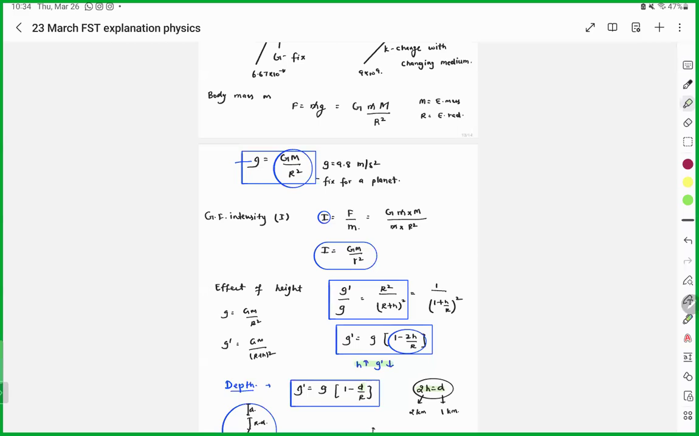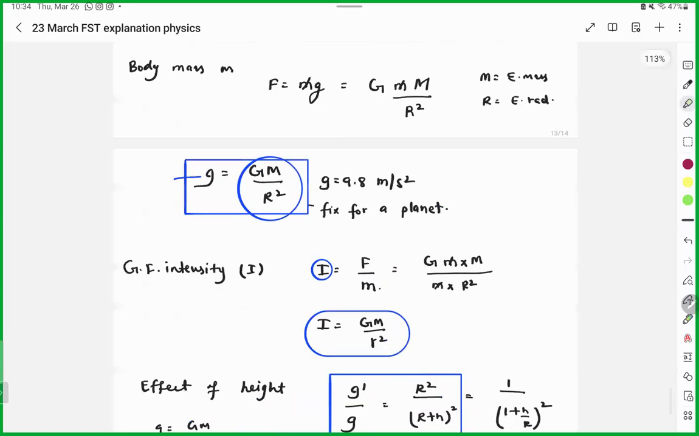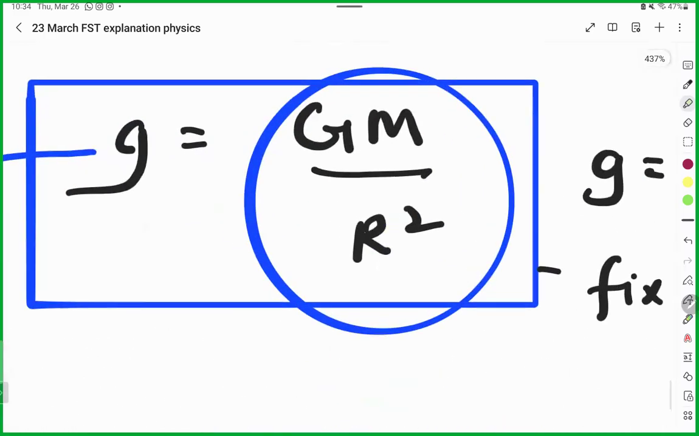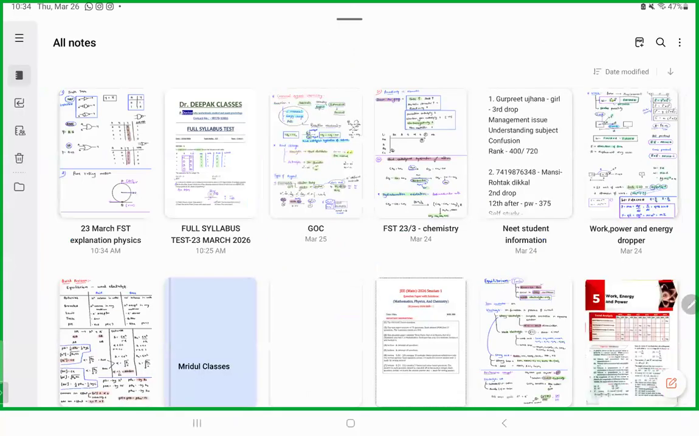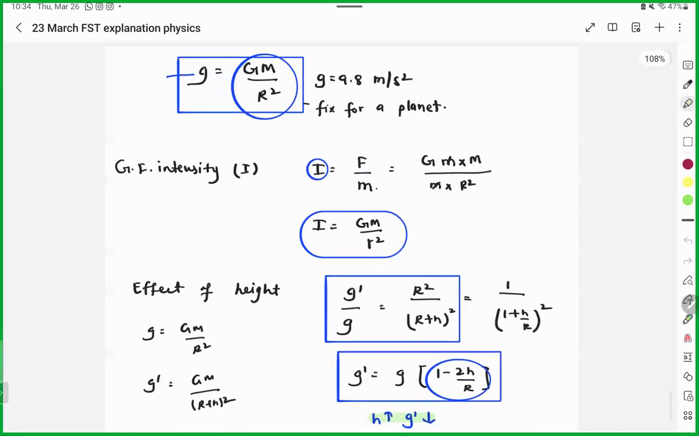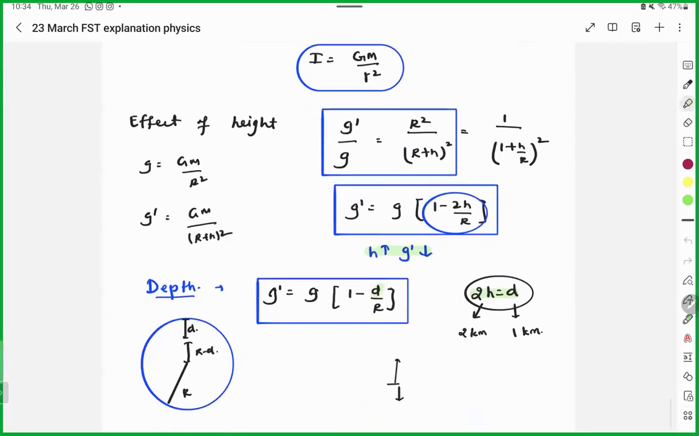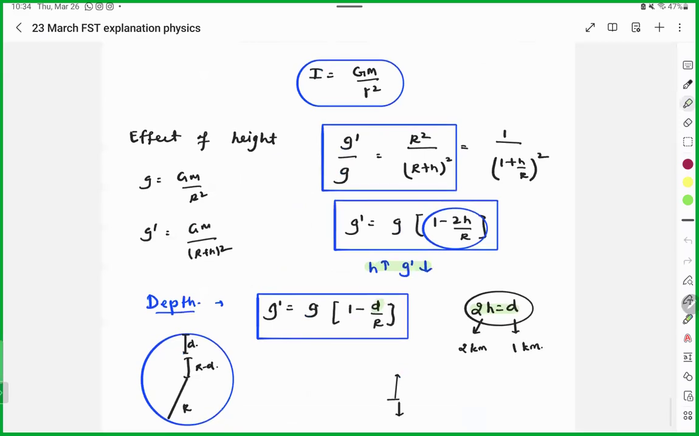Then, if this is done, and if we understood that gravity is equal to GM by r square. So, one second, can you scroll out? I mean, zoom out. So the last one. No, so just zoom out, one second.